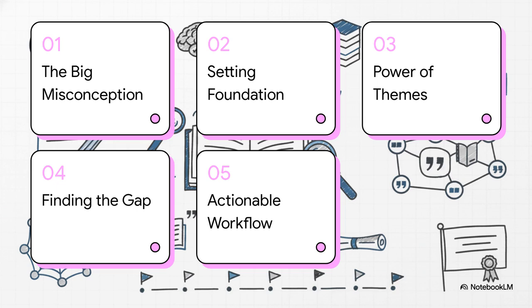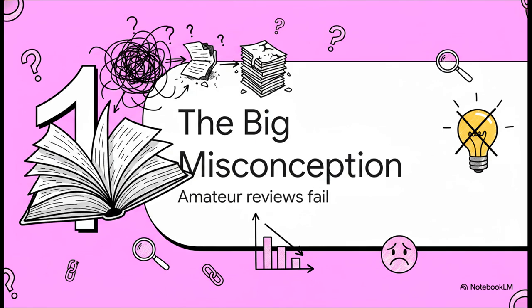Okay, here's our blueprint for today's explainer. 1. The big misconception. 2. Setting the foundation. 3. The power of themes. 4. Finding the research gap. And 5. Your actionable workflow. This is our structured path from ditching bad habits all the way to building a masterclass level synthesis. Let's kick things off with Section 1, the big misconception, and exactly why amateur reviews fail.